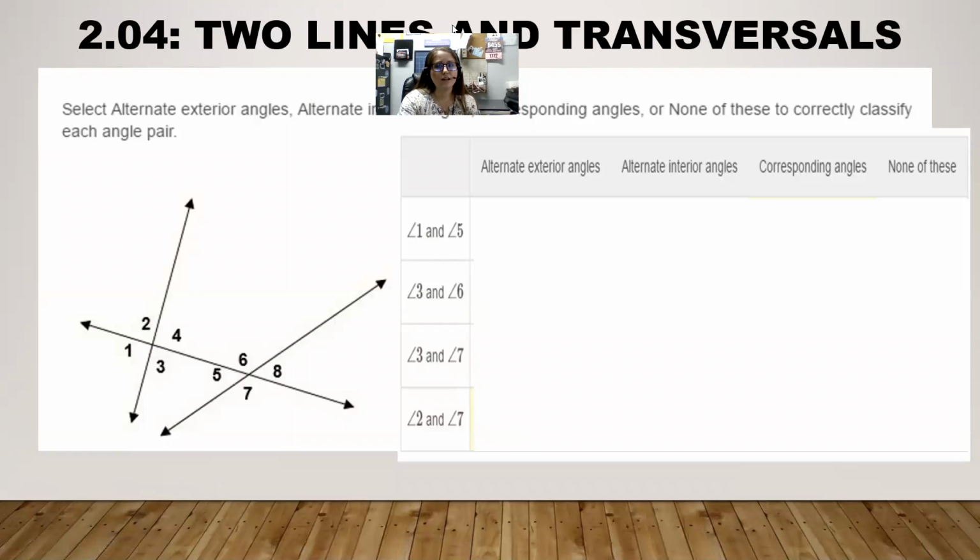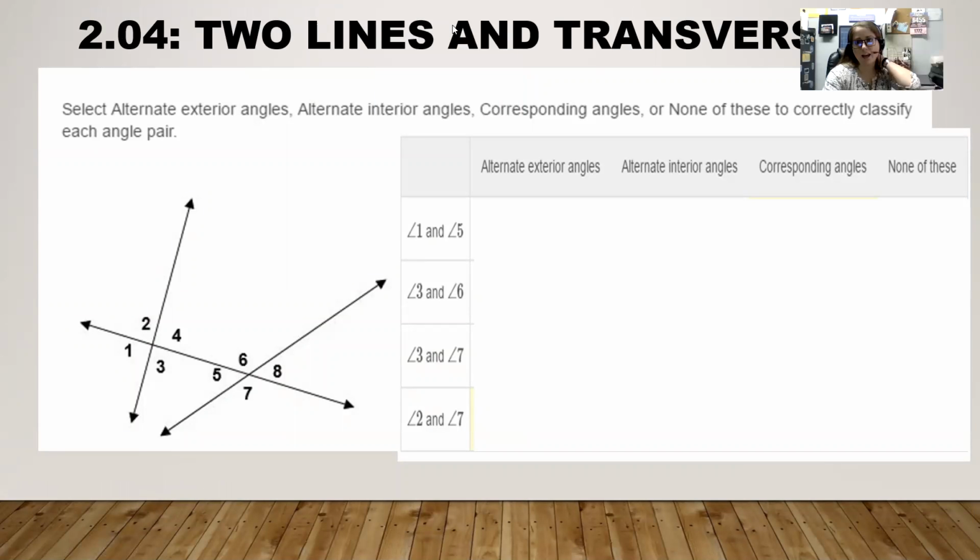Let's look at a little bit of an example so we can practice defining these terms that we just learned. So we want to look at this picture here, and we want to select any alternate exterior angles, alternate interior angles, and corresponding angles, or we could say that none of these will correctly classify each pair of angles. So in this case, they're giving us this first one, angle 1 and angle 5. So if we find angle 1 here and we find angle 5, what can we conclude about those two angles?